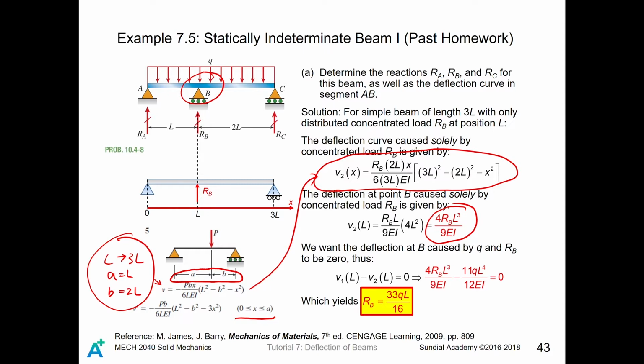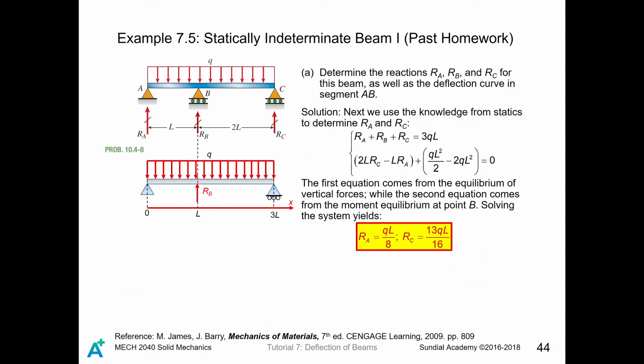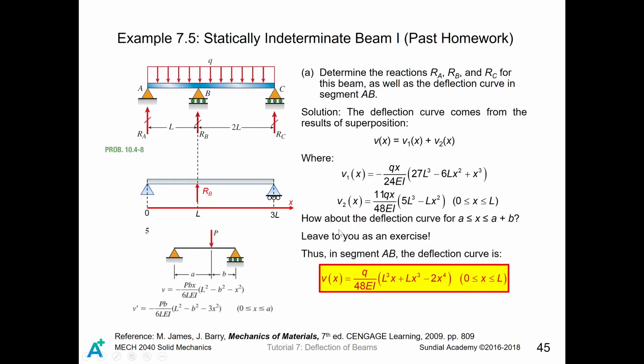So far, as you can see, by using the superposition table, we haven't yet used any information from statics, and we have already got RB. For RA and RC, they will be rather similar. By using statics, we have the equilibrium in the vertical direction, as well as the moment equilibrium. By solving this system, we can get RA and RC separately. And finally, with everything known, RA, RB, RC are now all solved. And we want to know the deflection curve.